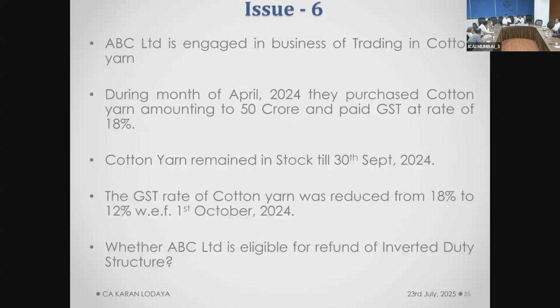Now coming to sixth issue. Here I have purchased the cotton in April 24 where the GST rate was 18% on that cotton. That cotton remained in stock till 30th September. On 1st October, the GST rate on cotton reduced to 12%. Then I applied for refund under inverted duty structure. So whether this is an inverted duty structure or no?